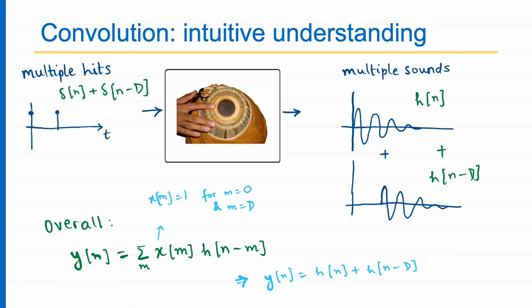And h of n is called the impulse response. It means the output of the system when the input is delta n. You can put the values here. If my x of m is simply delta n, my y of n will be equal to h of n.